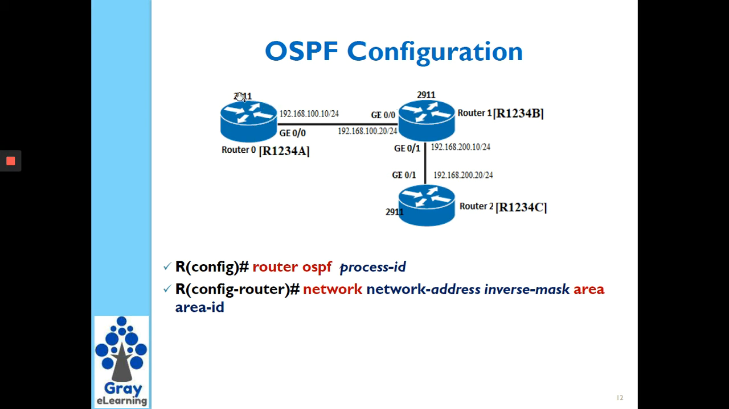Please memorize or just keep in mind the IP addresses we gave. Between router 0 and router 1, we gave the IP addresses 192.168.100.10 and .20. Between router 1 and router 2, we configured 192.168.200.10 and .20. So let us start from scratch.